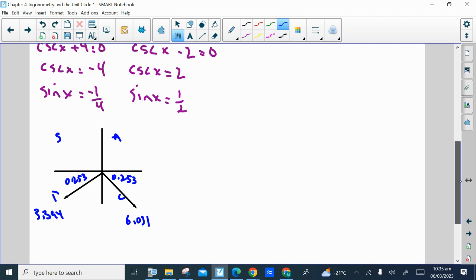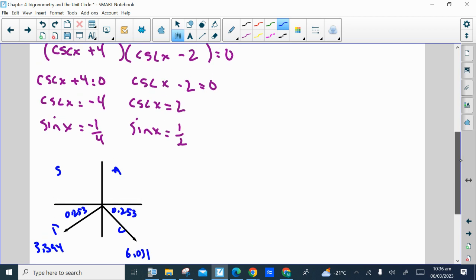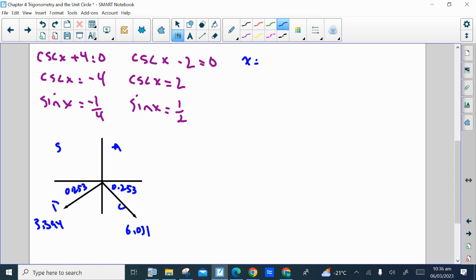Now, we want to state our general solutions though, okay? And in this case, whether you go clockwise or counterclockwise from one terminal arm to the next, the distance is not the same. If you go from the answer in the third quadrant and you go clockwise, it's much further than if you go counterclockwise. So because of that, we have to state two statements for these general solutions. The first being 3.394 plus 2 pi n. The second being 6.031 plus 2 pi n. And we can just write n as an element of integers when we're done all of them.